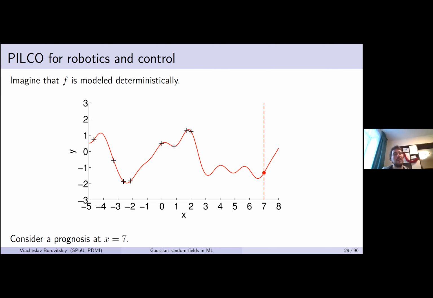So what may happen if we try to model this f with some simple deterministic model, and we have rather small data, so we didn't run our robot for many trials. Then we could have interpolated this data, represented by plus signs, with this, for example, red curve. And at this new location, we could have predicted the value of 7, for example, the value of -1, for example.